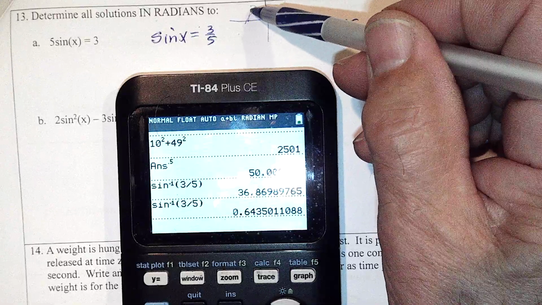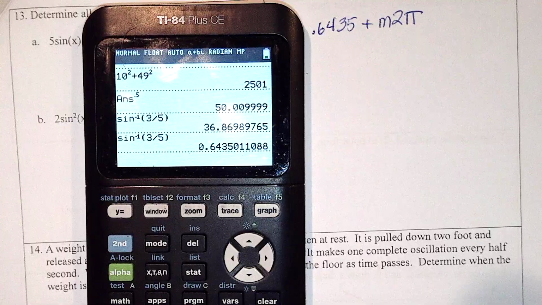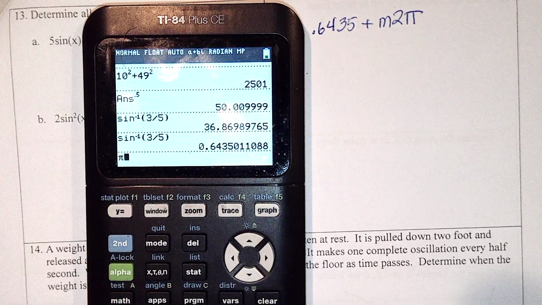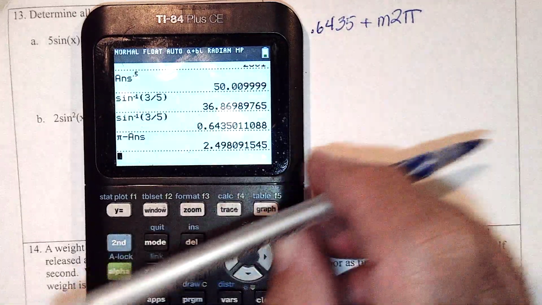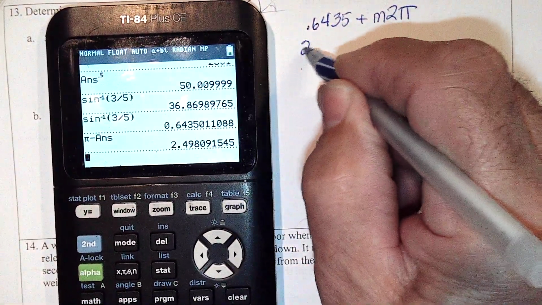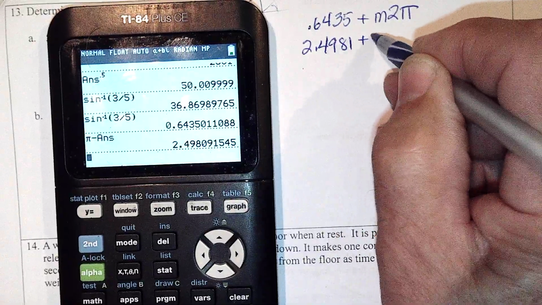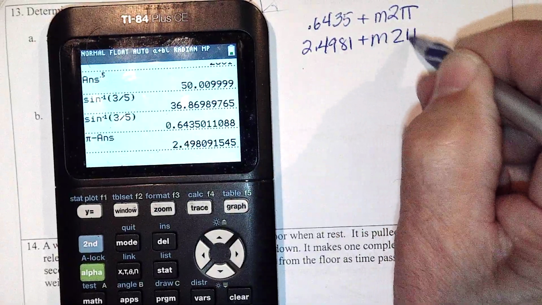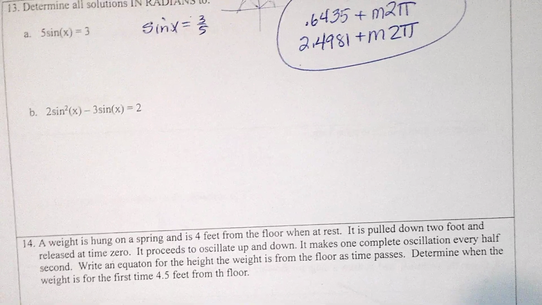And the other ones for sine, since sine is the same at this angle and 180 or pi minus that angle, so then I've got to go pi minus that answer, and I get the other ones are 2.4981 plus multiples of 2 pi. So there's all the answers for that one in radians.